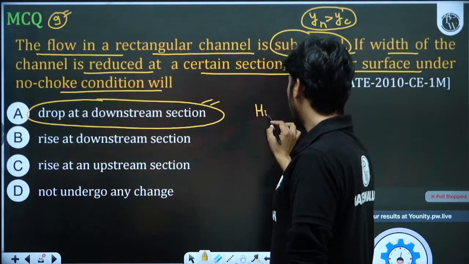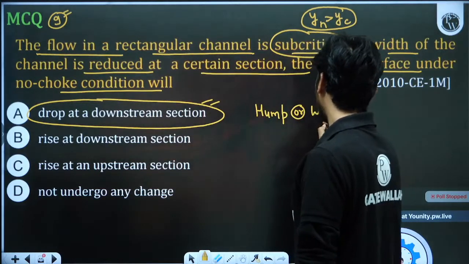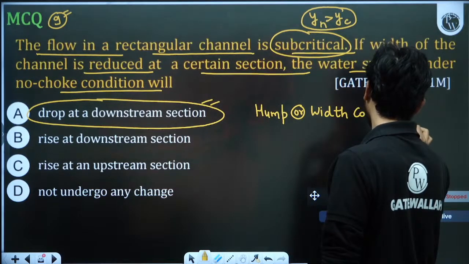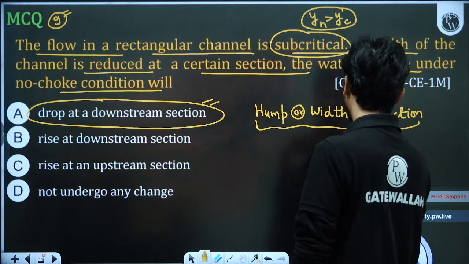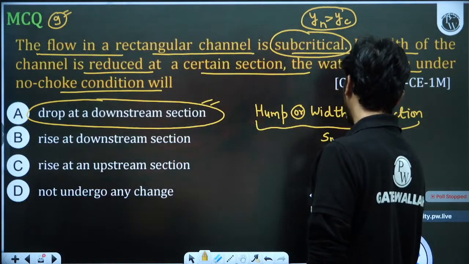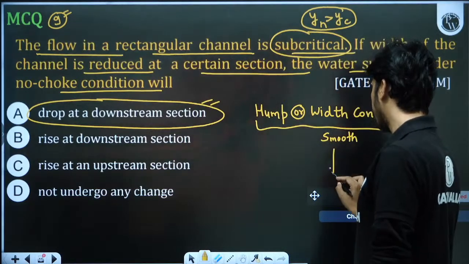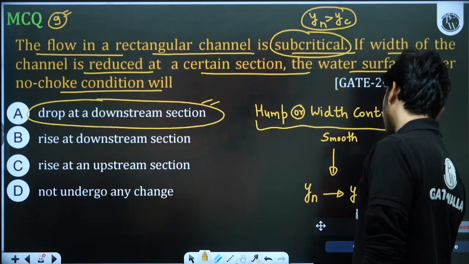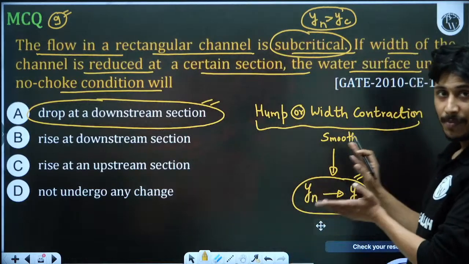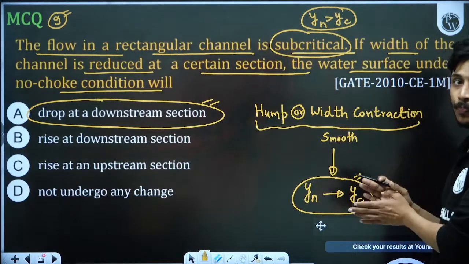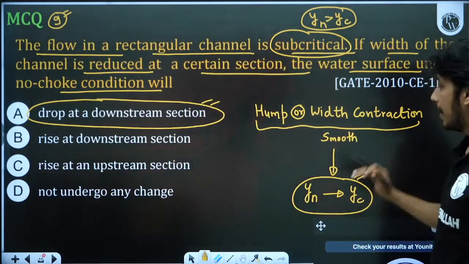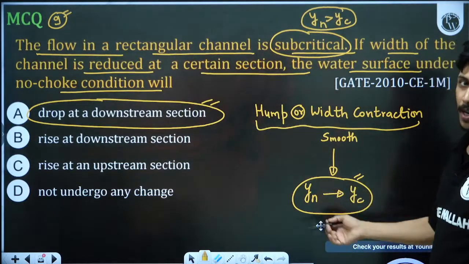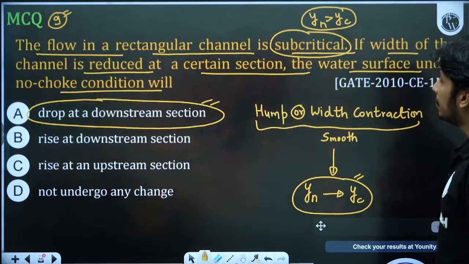In the last class I also told you, if you are making a hump or width contraction, both should be smooth, not sudden. Smooth hump creation or smooth width contraction. So what will happen, yn will try to go towards yc. If your hump is maximum, delta z max, at the downstream section the flow is critical, and if the width is minimum, at the downstream side the flow will be critical. So the subcritical flow will reduce and the supercritical flow will increase, because it is trying to go towards the critical. It is very simple: drop at the downstream section.